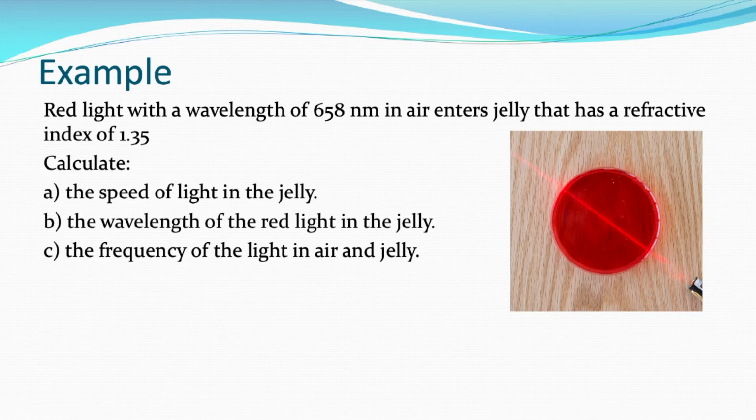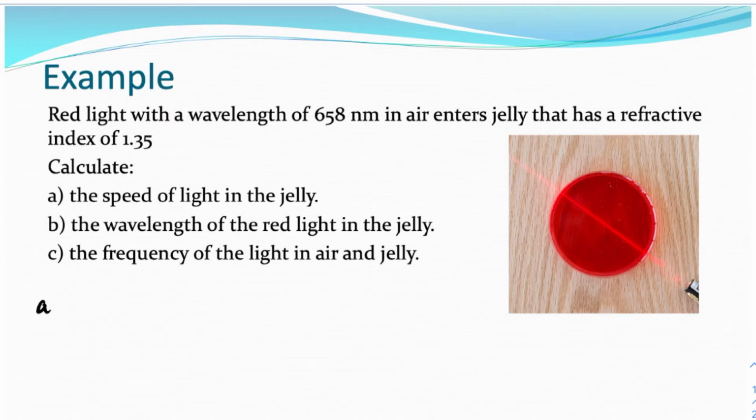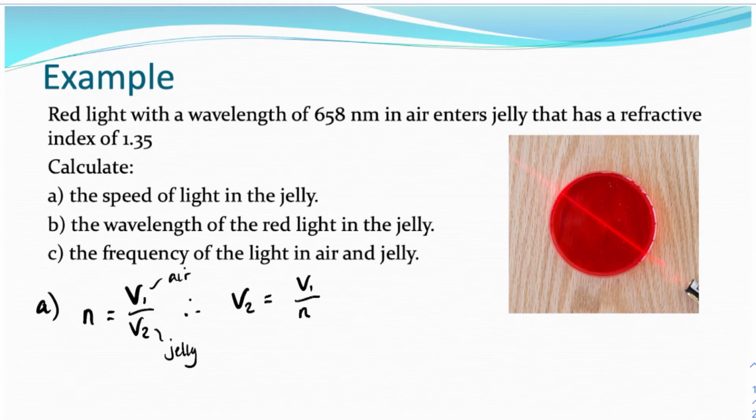So let's try this. So part A, the speed of light in the jelly. Remember, the light is going to slow down when it goes from air into the jelly. So we use our relationship, n equals v1 over v2. v1 is the speed of light in air, that's 3 times 10 to the 8. And it's v2 that we're looking for, the speed of light in the jelly. So we rearrange that relationship, and just swap the v2 and the n. So v2 equals v1 over n. I know that v1 is 3 times 10 to the 8, and n is the refractive index of the jelly, which is 1.35.